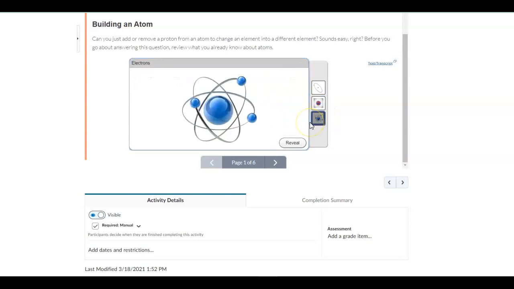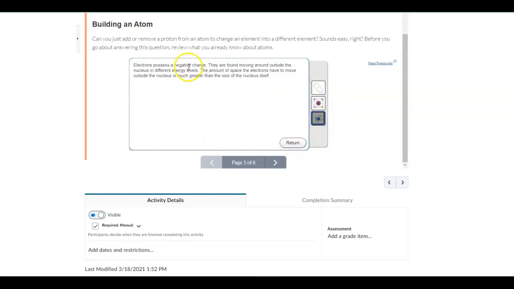And finally, electrons. This is the 3rd part of an atom, and they have a negative charge, and they are found moving around the outside of the nucleus in different energy levels. And the amount of space the electrons have to move outside the nucleus is much greater than the size of the nucleus itself.